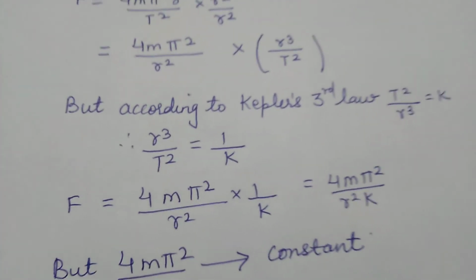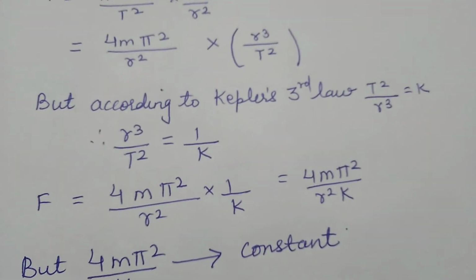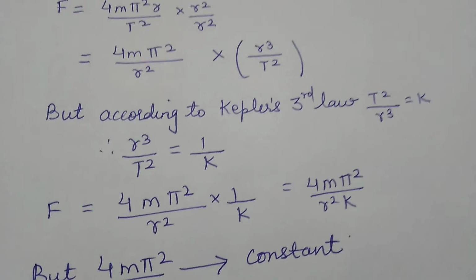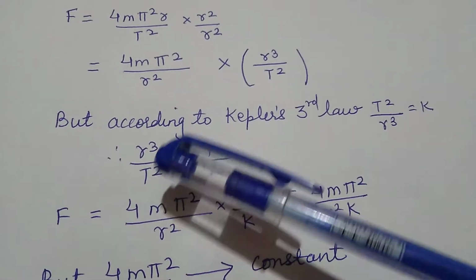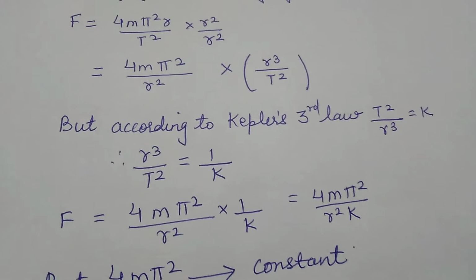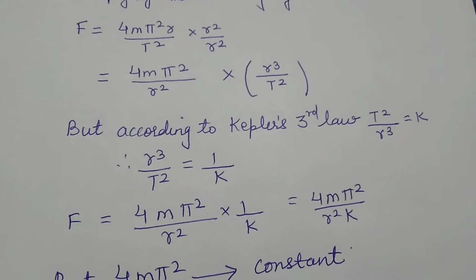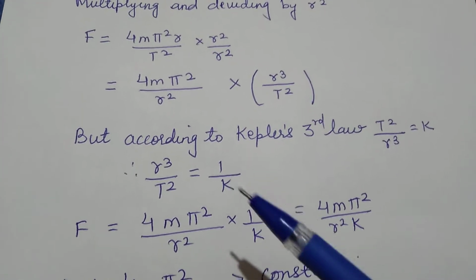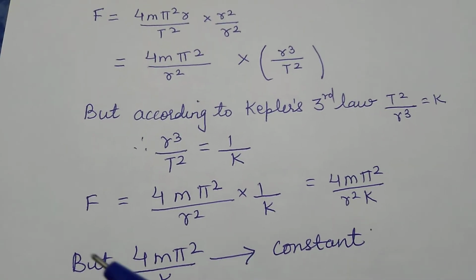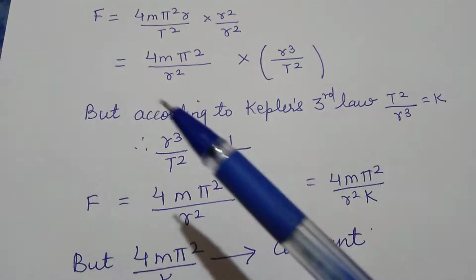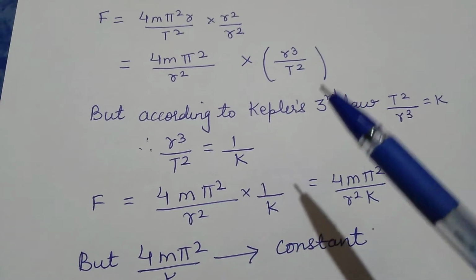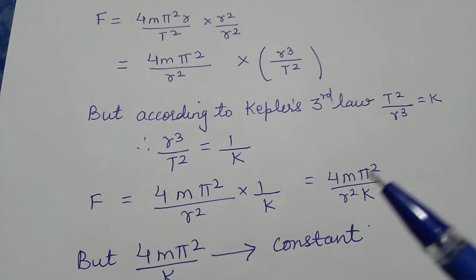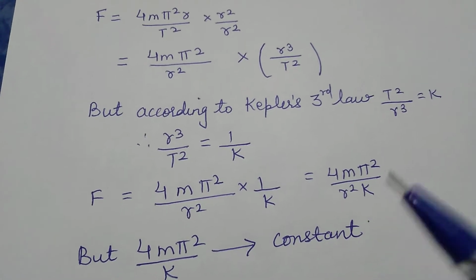Now according to Kepler's third law, we know that T square upon r cube is constant. So when T square upon r cube is constant, what will be r cube upon T square? 1 upon k, because here we are having r cube upon T square. So r cube upon T square is 1 upon k. So I will replace this. F is equal to, I will write this whole thing, and instead of this bracket, I will write 1 upon k. So this becomes 4m pi square r square k.